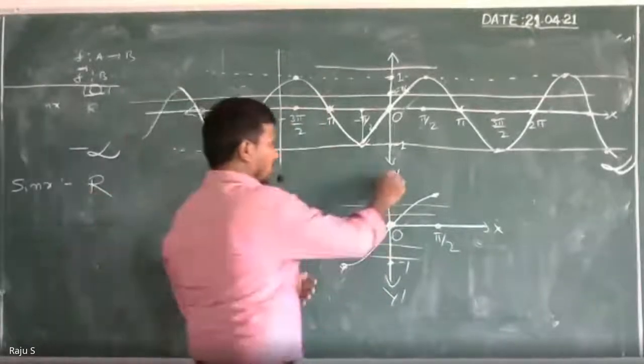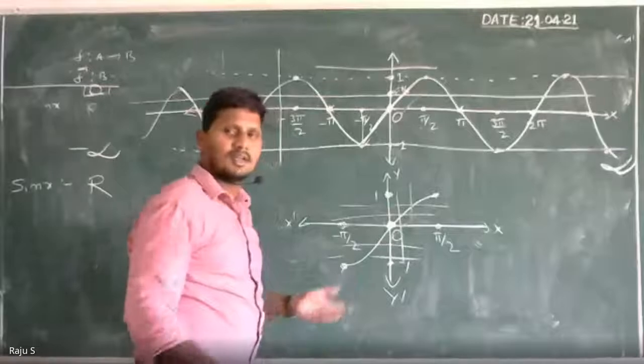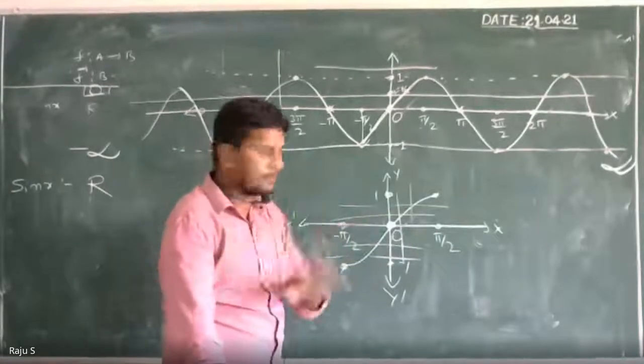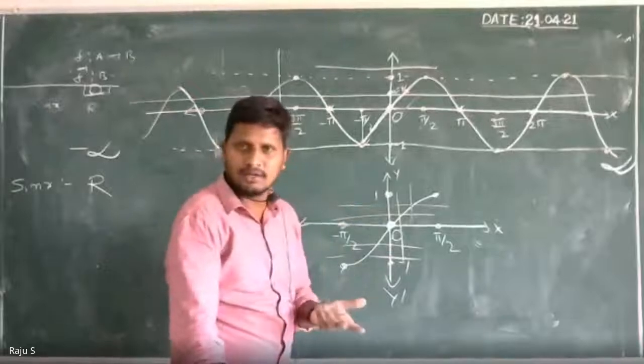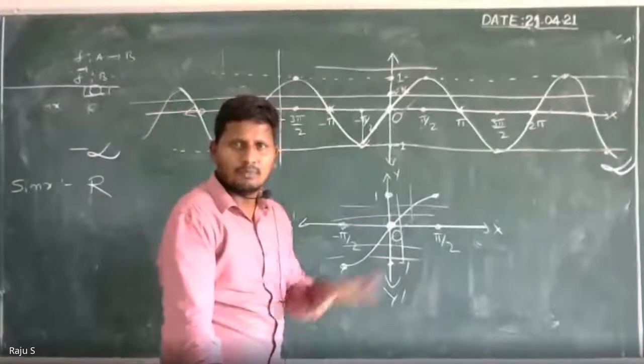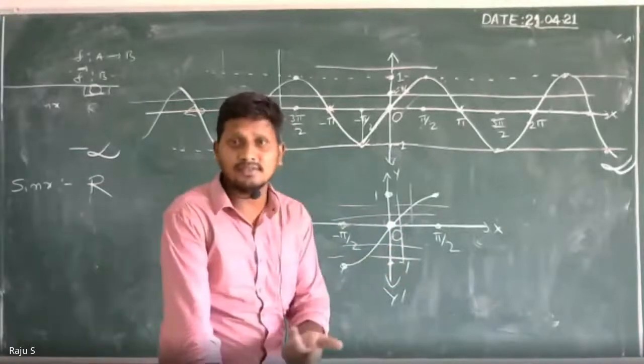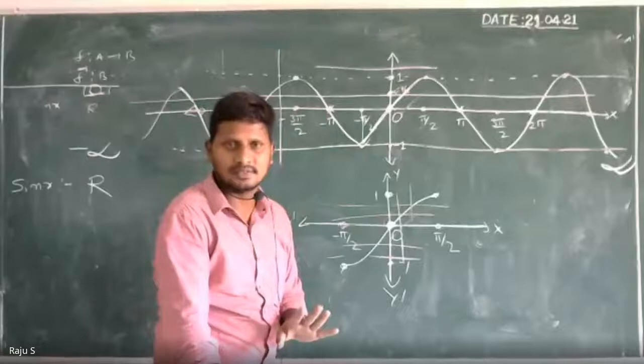Okay. So every vertical line can meet the given curve at a maximum of 1 point. A horizontal line will also meet at 1 point. Fine. In both cases 1 point, so it is one-one and onto. So does the inverse exist or not? Yes, the inverse exists.